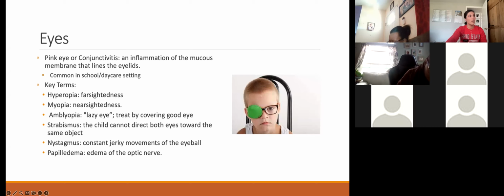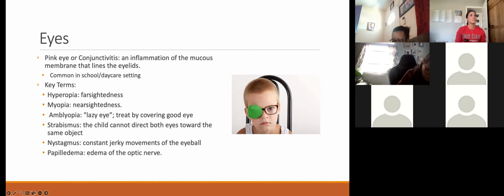Hyperopia and myopia are different types of eye disorders. So hyperopia is farsightedness. Myopia is going to be nearsightedness. Amblyopia is going to be our lazy eye, and we're going to treat that by covering our good eye so that we can strengthen that lazy eye.